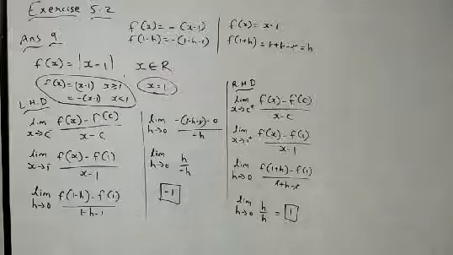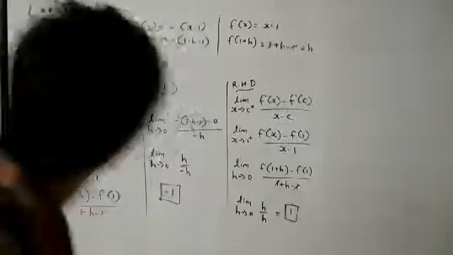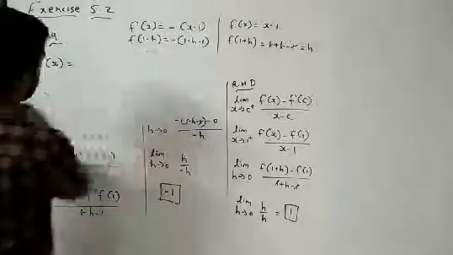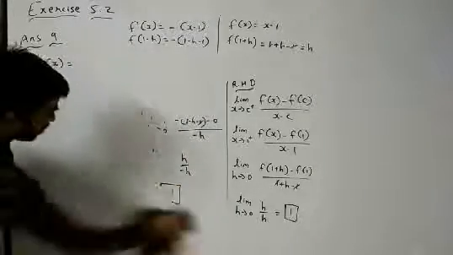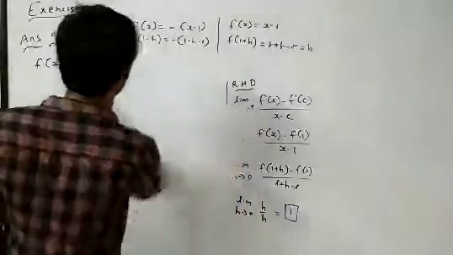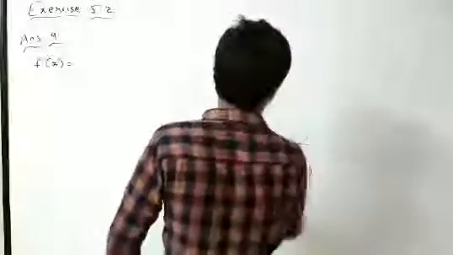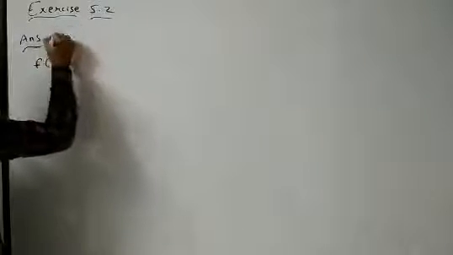Now answer 10. The given function f of x is given in terms of the greatest integer function. So how are we going to find the required answer? F of x is given as the greatest integer function.